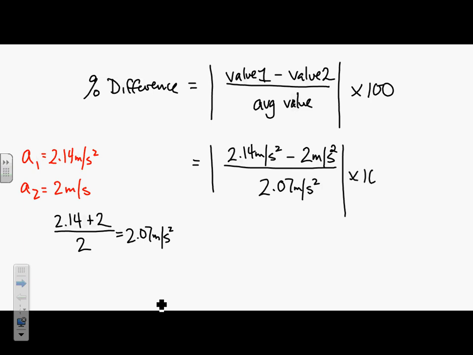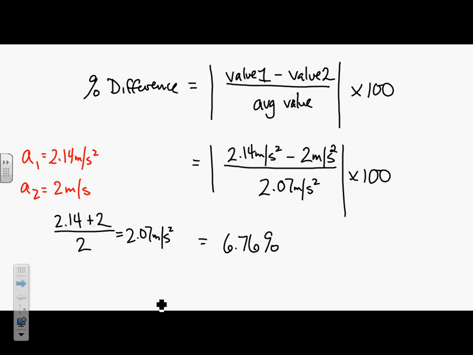And then we'll multiply that by 100. So what do we get whenever we plug all of this into our calculator? 2.14 minus 2, and then divide it by 2.07, and we then multiply that by 100, and we should get 6.76%.